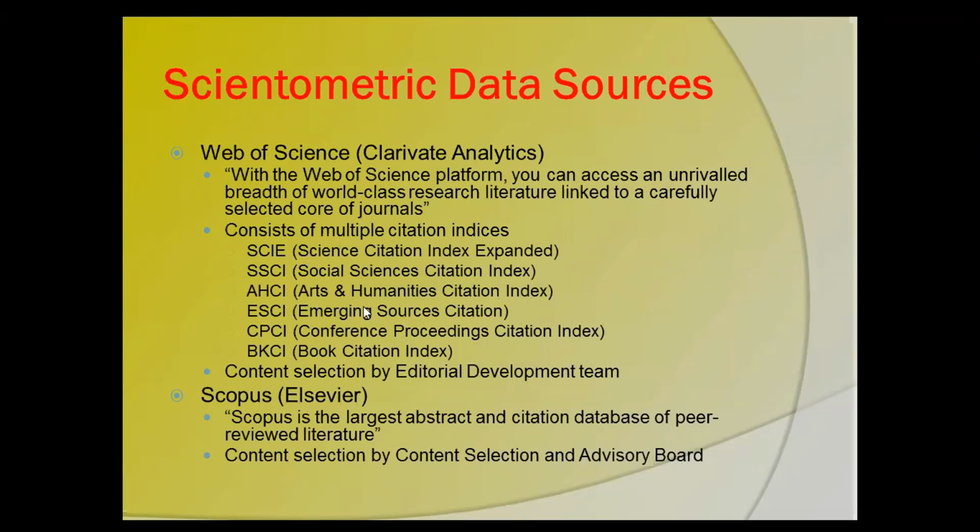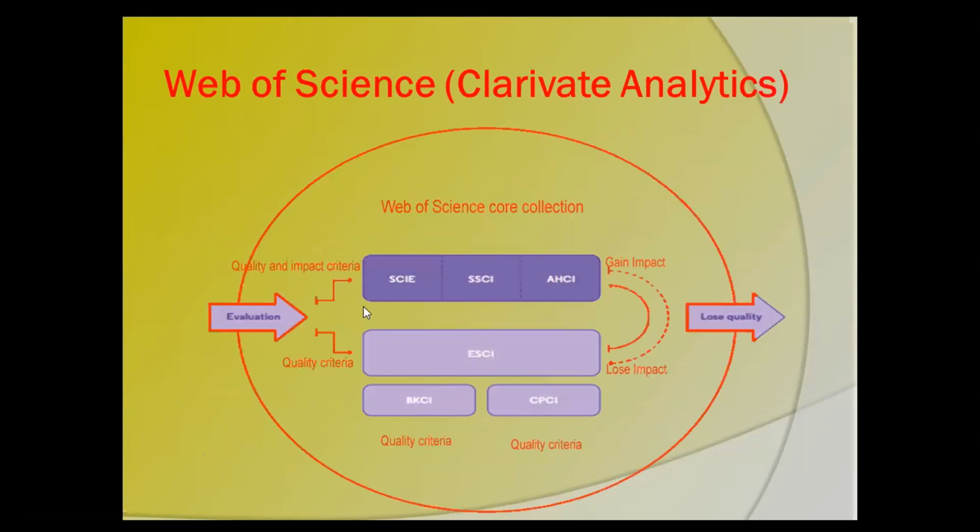All the indexed content is selected by the editorial team and development teams. Another index database is Scopus, which we are calling the Elsevier publisher. Scopus is a large abstract and indexing database for peer-reviewed literature. The content is selected by the content selection and advisory board. The Web of Science collaborative analytics, the Web of Science Core Collection.